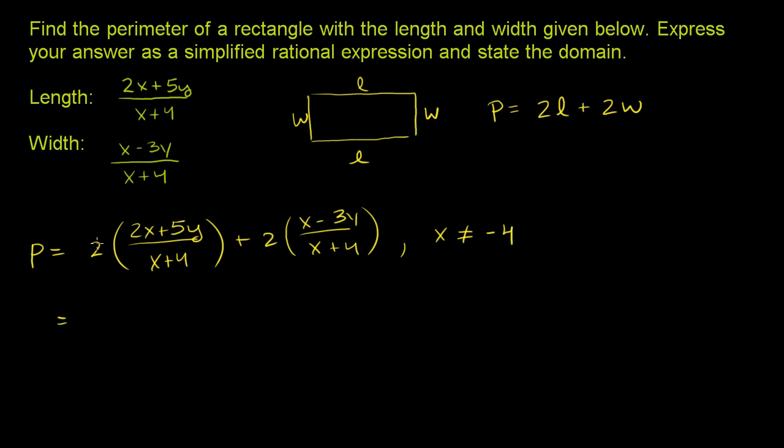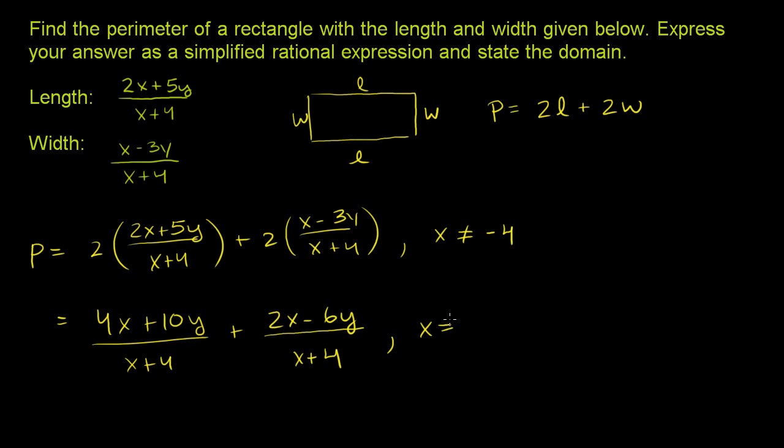The first thing I do is I just distribute this 2 on the numerator. So 2 times 2x plus 5y is 4x plus 10y, and all of that's over x plus 4. Plus, now distribute this 2. 2 times x minus 3y is 2x minus 6y. Just multiplied both terms by 2, over x plus 4. And we have to remember, x cannot be equal to negative 4.